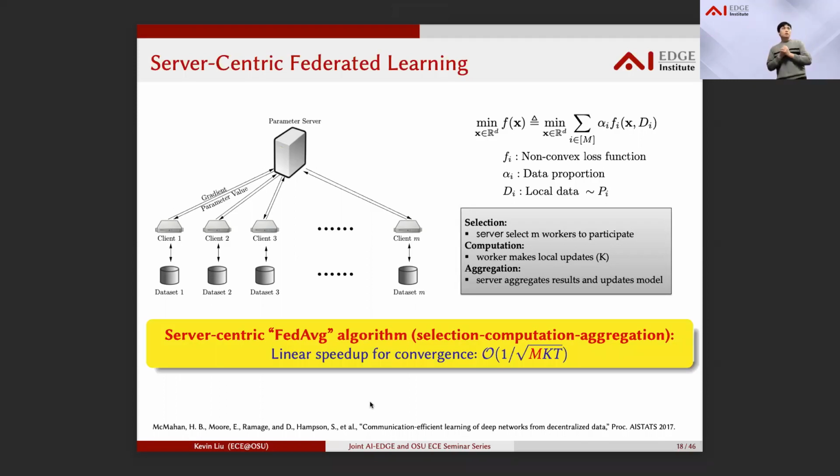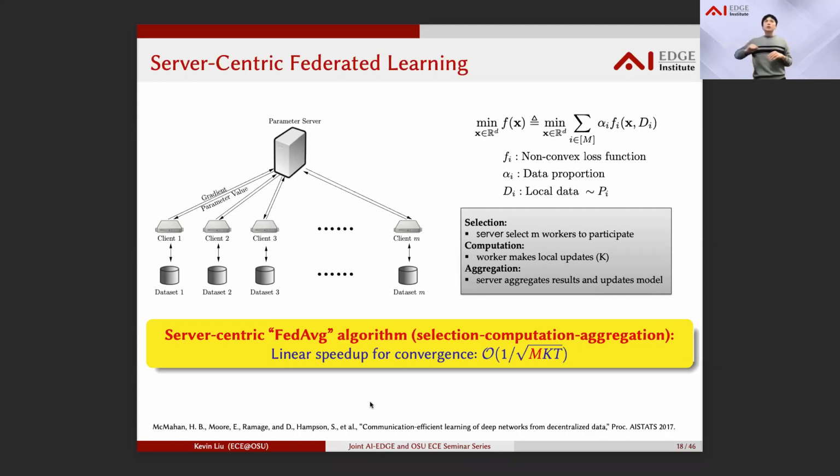Of course, this makes sense, because this kind of server-centric FedAvg type algorithm has a lot of nice features. Another thing about server-centric FedAvg is that we have the so-called linear speedup for convergence. For those of you who are familiar with optimization, please don't confuse this with linear convergence speed. It's not, okay? It's still a sublinear convergence speed.